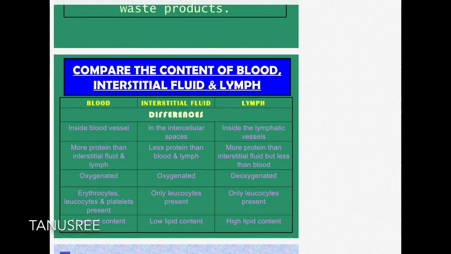Depending on their constituents, the protein content is highest in blood, next is in lymph and least in tissue fluid. Both blood and tissue fluid are having more oxygen in comparison to the lymph. Regarding the cells present, the blood is having all the three types of corpuscles, that is erythrocytes, leukocytes and the platelets. In the interstitial fluid and in the lymph, only the leukocytes are present.